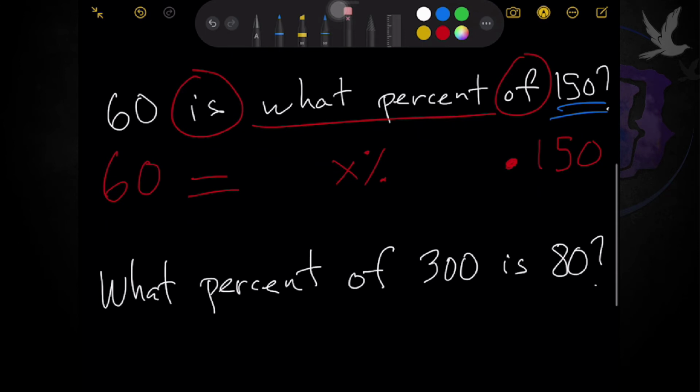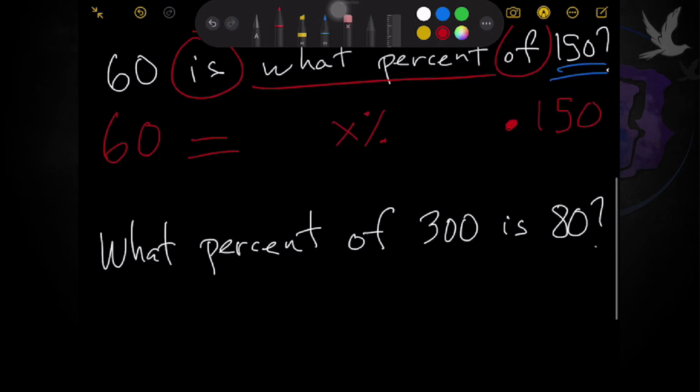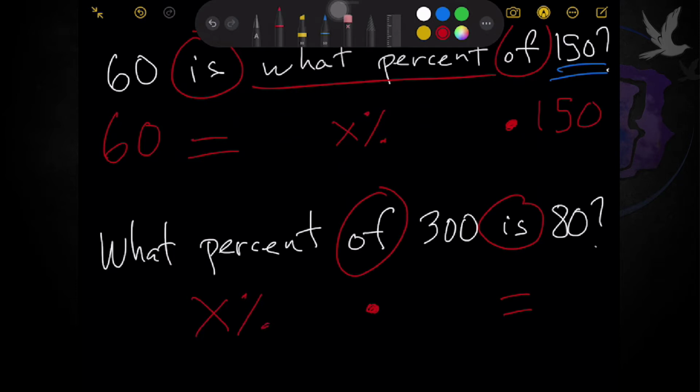Okay, let's try another one. What percent of 300 is 80? So then again, we're looking for yung percent natin. Percent na naman ang missing. So that's x percent. Okay. Pero syempre, since you're beginners, let's start with our keywords. Of and is, where is is equivalent to equals and of is equivalent to times. Rewriting x percent here multiplied to 300 is 80.